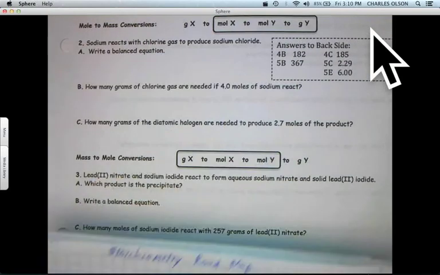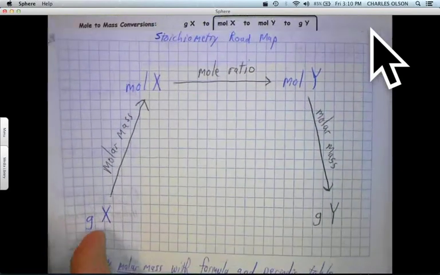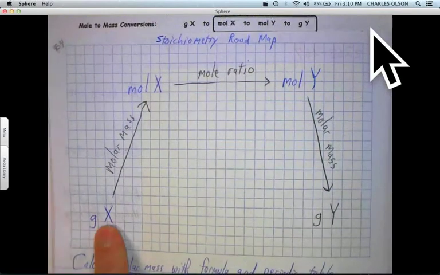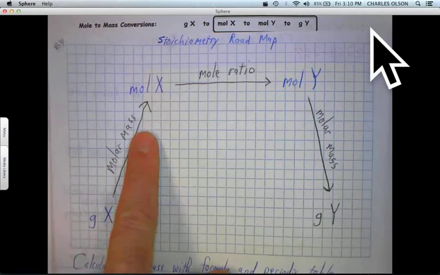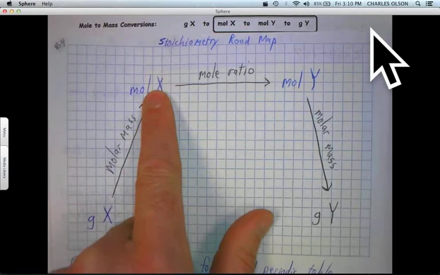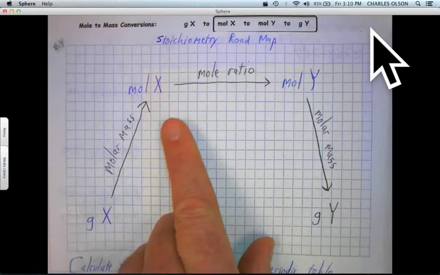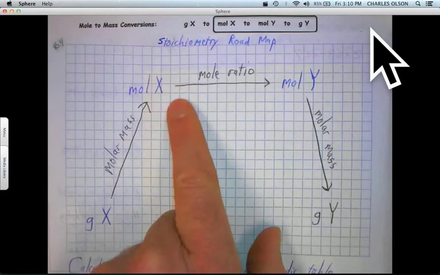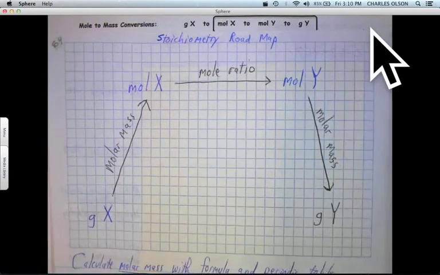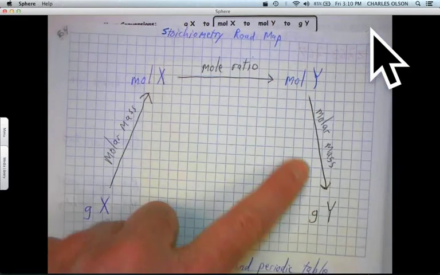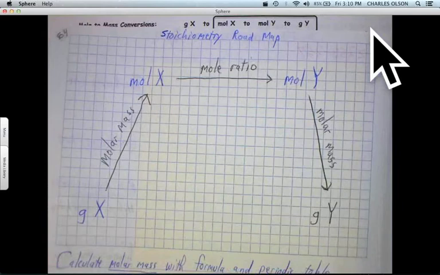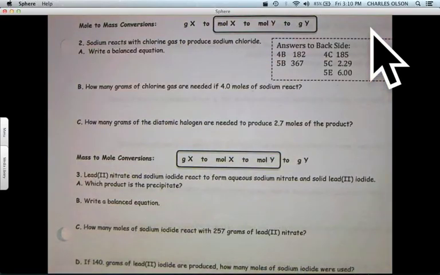And here is our roadmap, which shows us how we can go from grams of X to moles of X using the molar mass of X. We can go from moles of X to moles of Y, from one substance to another, using the molar ratio from the balanced chemical equation. And we can convert from moles of Y to grams of Y using the molar mass of Y. So we're going to do a couple of examples.